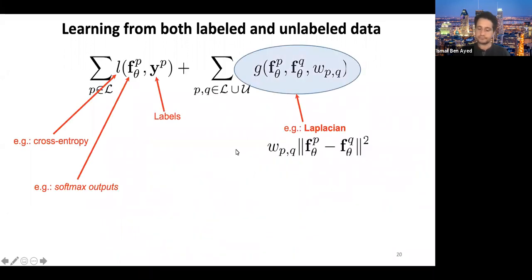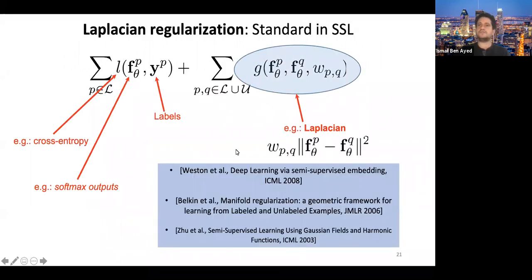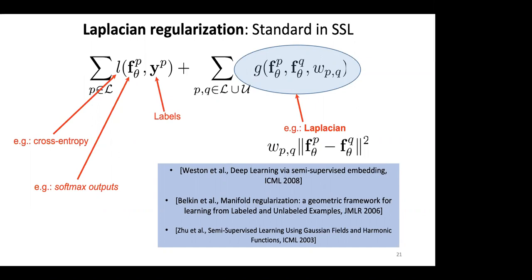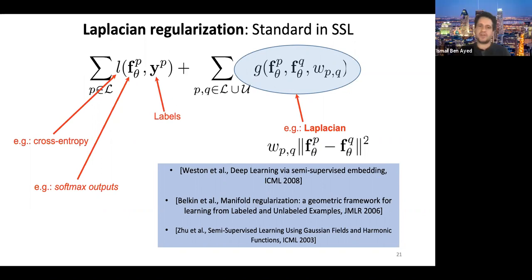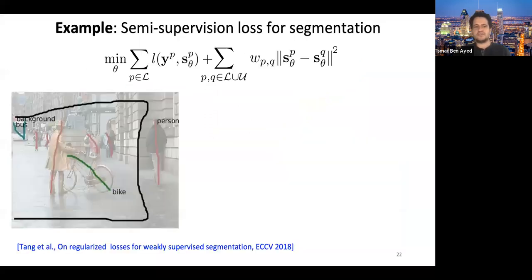Very simple. And there is nothing new in this. This is very popular in semi-supervised learning, far before the deep learning era, in SVMs for example, or Gaussian fields and harmonics and so on and so forth. So it's just a few examples. Perhaps the first deep learning work using Laplacian regularization was more than 10 years ago. So there is nothing really completely new here.